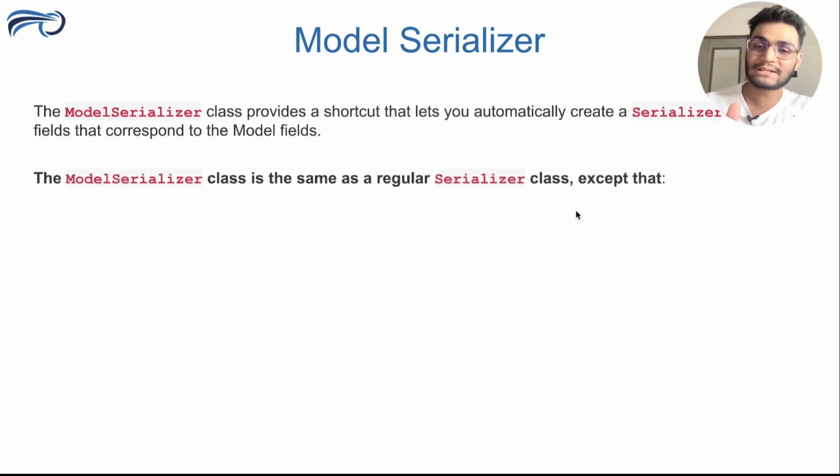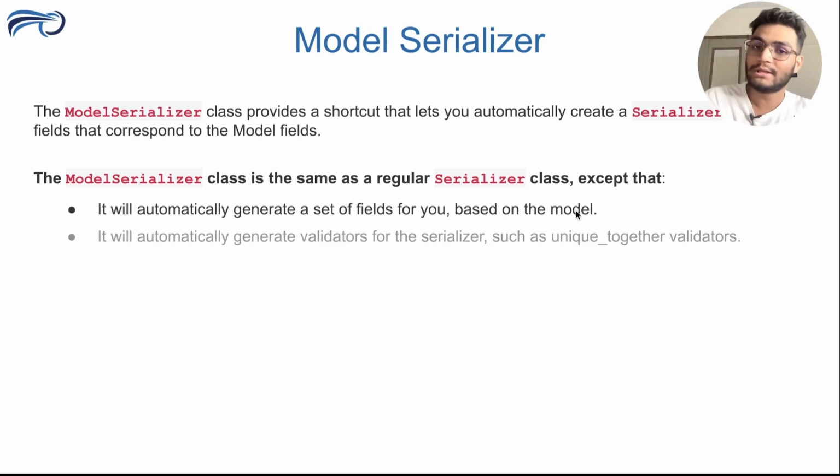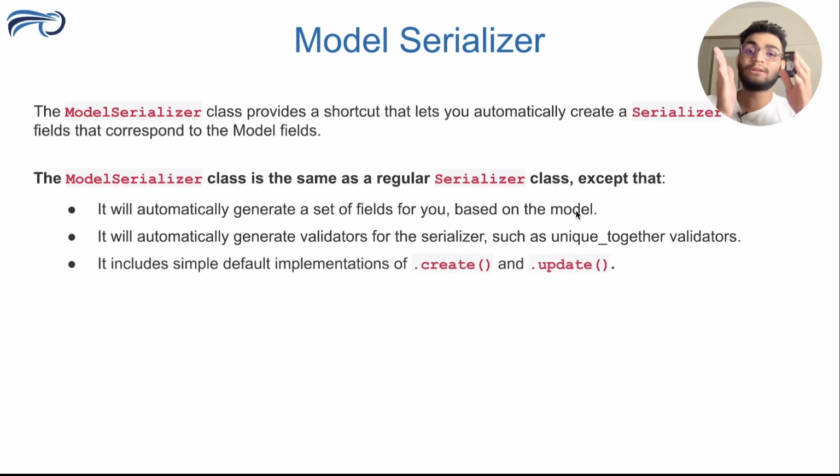Model serializer class is the same as a regular serializer class except that it automatically generates fields based on the model. It automatically generates the validation based on the model, such as unique together if you specify it in the model class. It also does a default implementation of create and update, so we don't have to write the create and update methods explicitly. If you want to make some advancement, we can write the create and update methods.